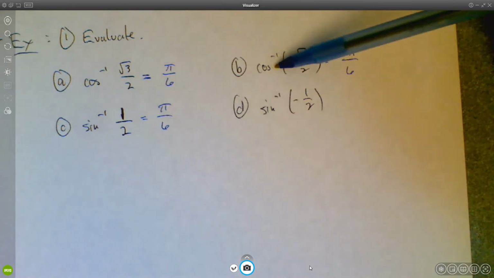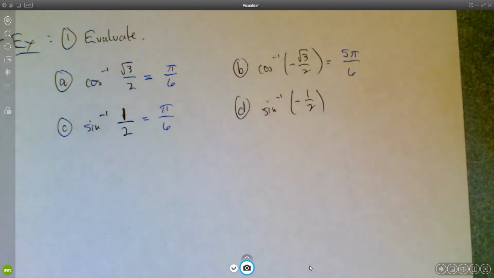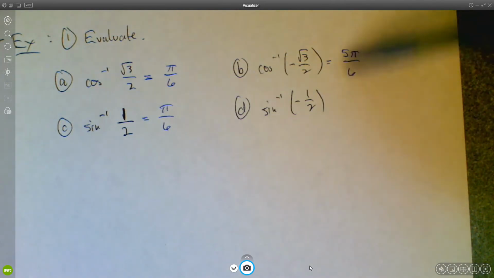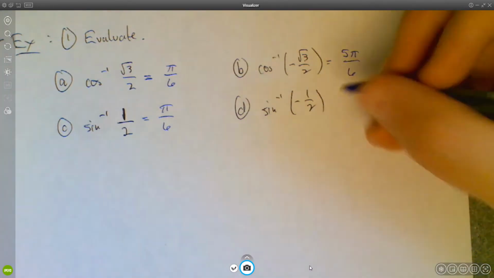Because cosine inverse maps between 0 and pi, but sine inverse maps between negative pi over 2 and pi over 2. So the answer is not 5 pi over 6, because 5 pi over 6 does not live in the appropriate interval. Okay? So give it a pause, see if you can figure out what sine inverse of negative 1/2 should be.